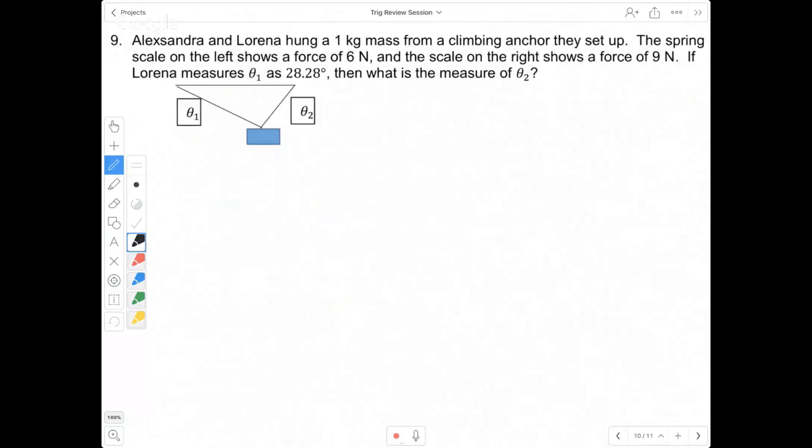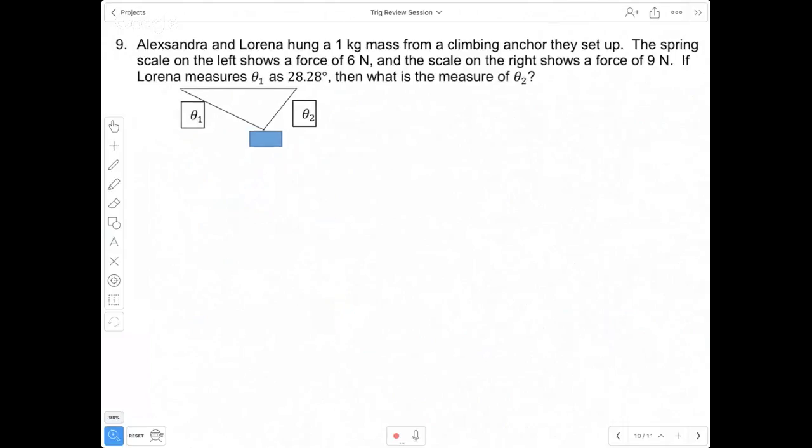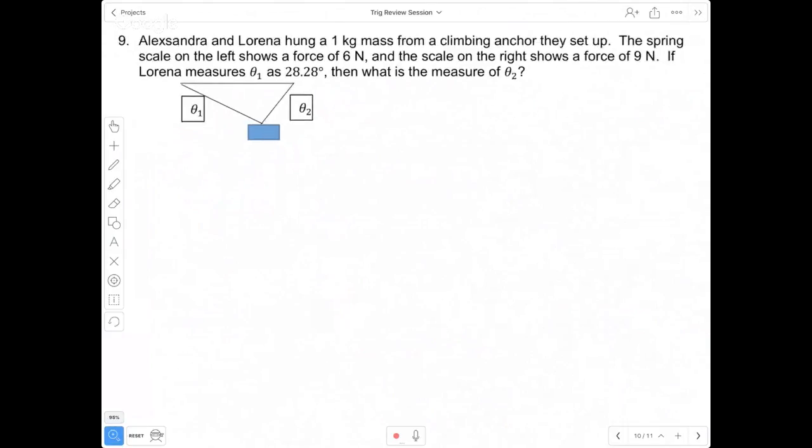Cool. Number 9. Alexandra and Lorena have hung a 1 kilogram mass from a climbing anchor they set up. The spring scale on the left shows a force of 6 newtons. The scale on the right shows a force of 9 newtons. Lorena measures theta 1 is 28.28 degrees. Then what is the measure of theta 2?